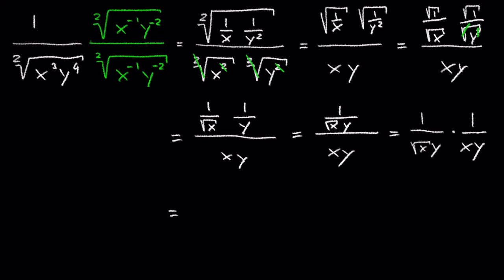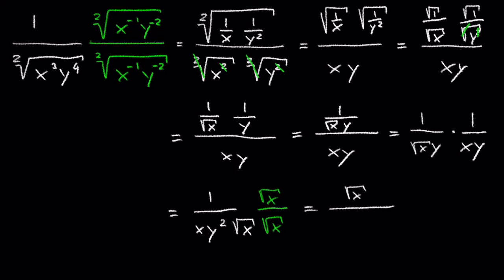One times 1 is 1. And in the denominator we get x times y squared times the square root of x. We can remove the square root of x by multiplying with the square root of x. One times the square root of x is the square root of x. The square root of x times the square root of x is x. So we get x squared times y squared.